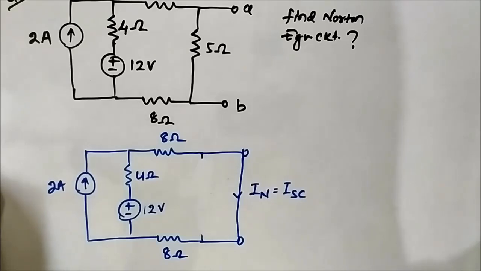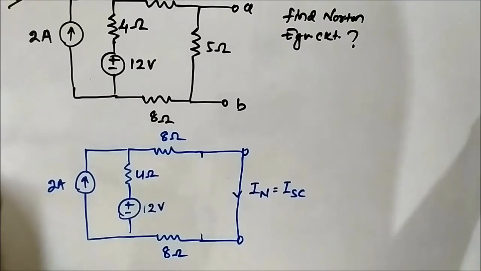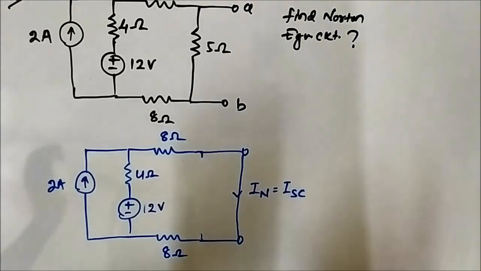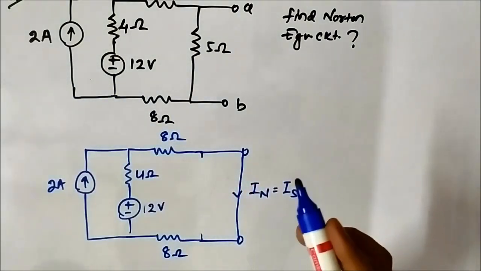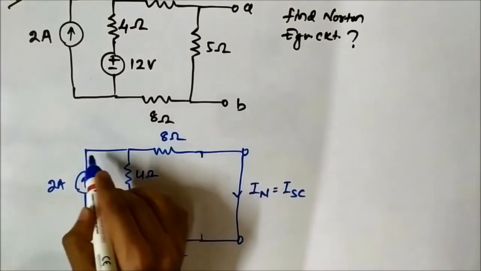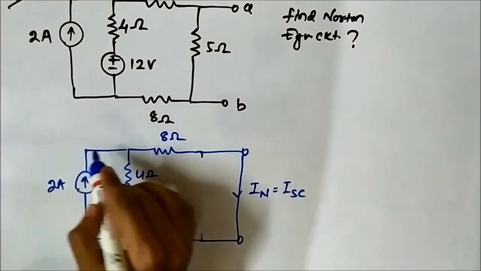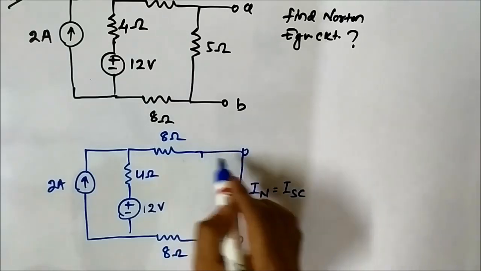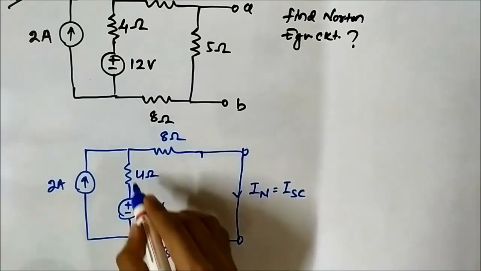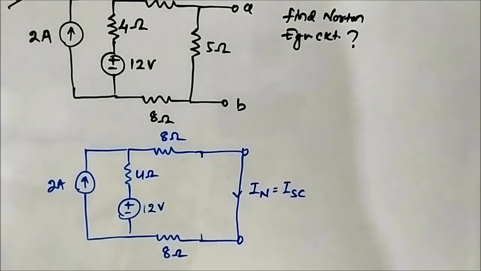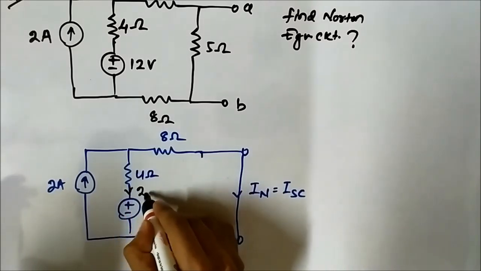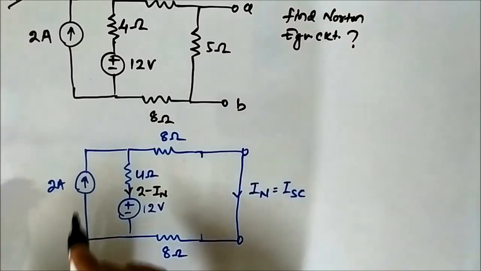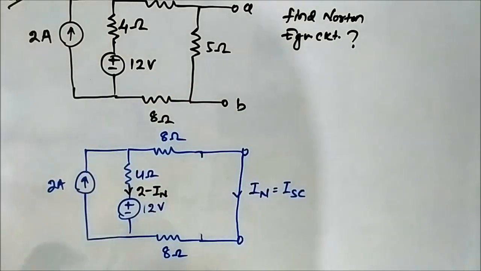Now we have to determine this current, the Norton's current. Let us apply KVL in this loop. Here the current flowing is 2 ampere and here it is IN. So here the current flowing will be 2 minus IN in this branch. 2 ampere, IN going here, so it will be 2 minus IN.